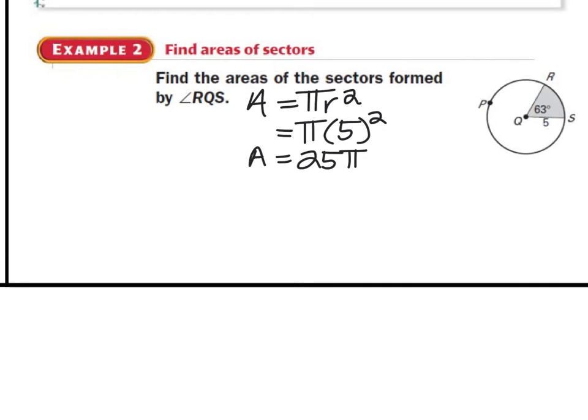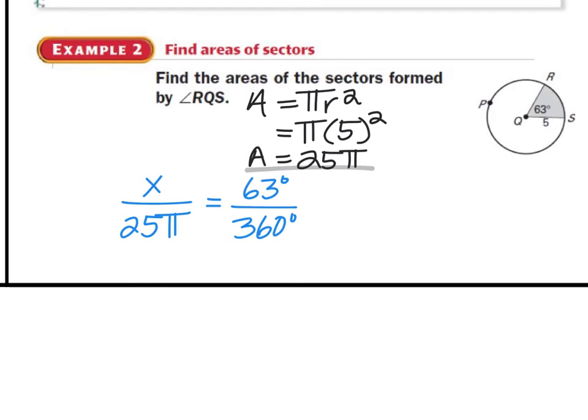Okay, we're going to use that. And we're going to make a proportion. Area of the sector, we do not know. We do know the area of the whole circle, which is 25 pi. And then just like yesterday, smaller degree over 360. So the degree measure for that section is 63 degrees over the whole circle, 360.